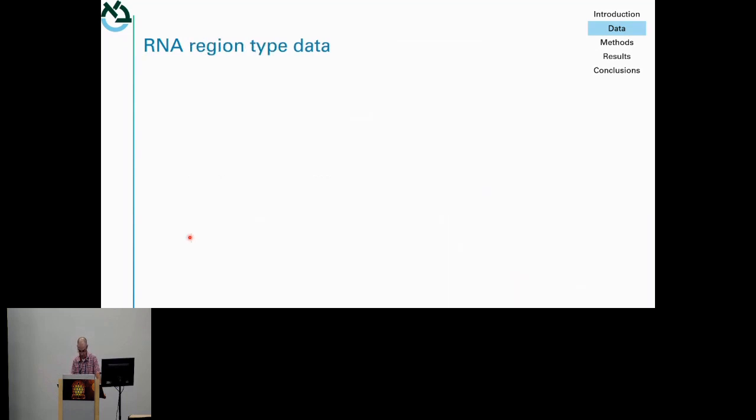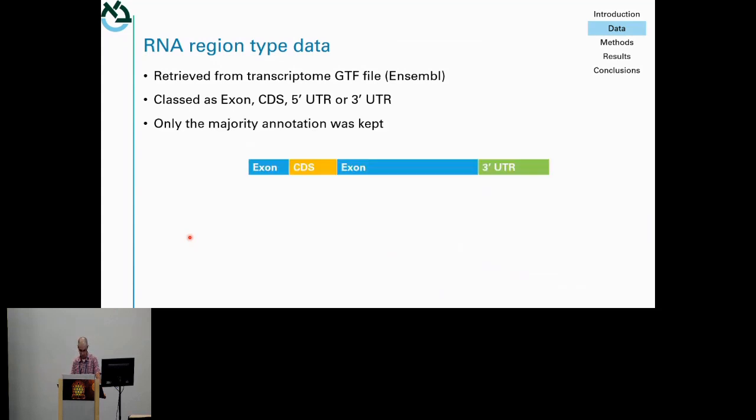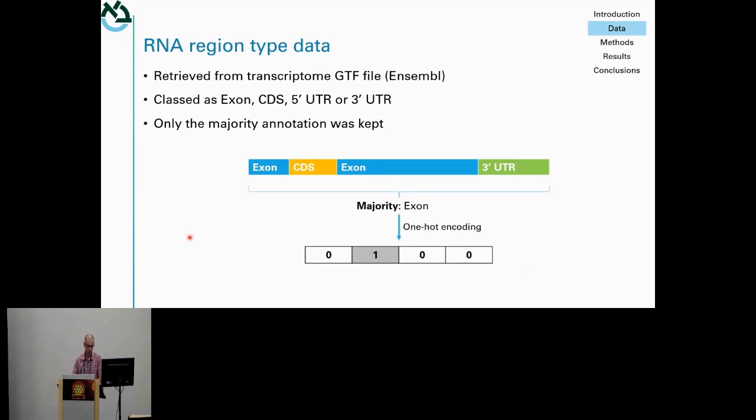The last type of data that we used was RNA region type, and here I'm referring to different classes: the exon, coding sequences, the 5' and 3' UTR, which you can take from Ensembl. And then we used a majority annotation. Let's say we have a binding site with different classifications. We see that the exon has got the majority vote across the 101 nucleotides, and then we perform one-hot encoding to provide this type of information to our machine learning model.